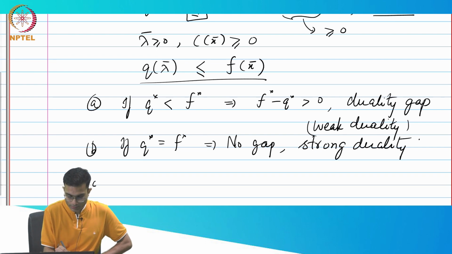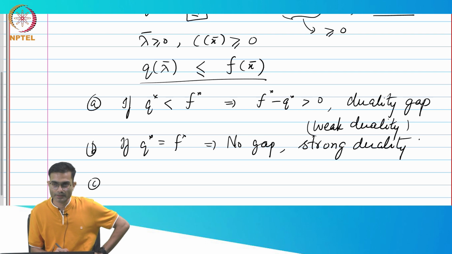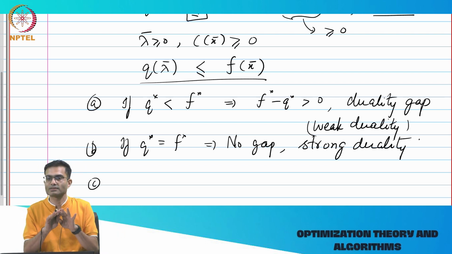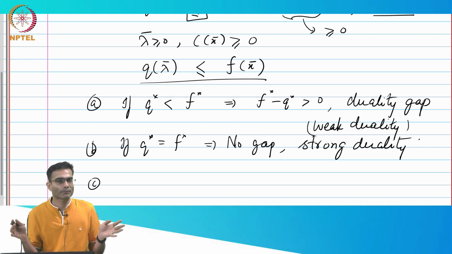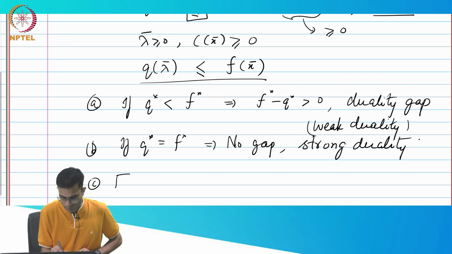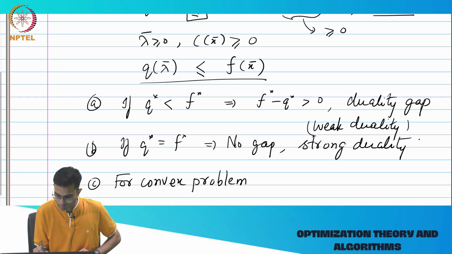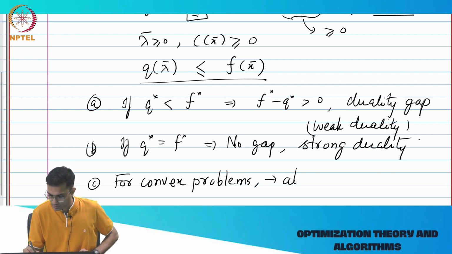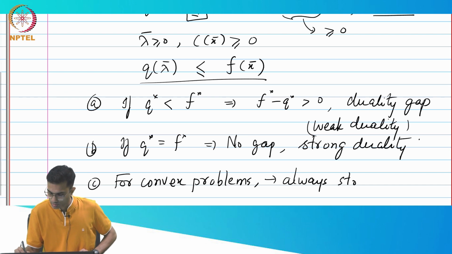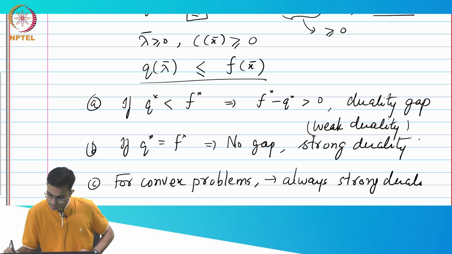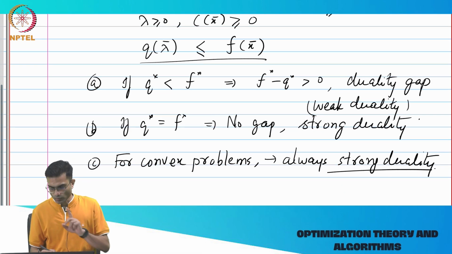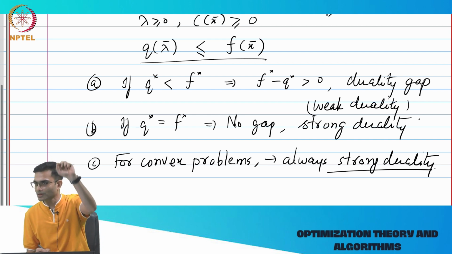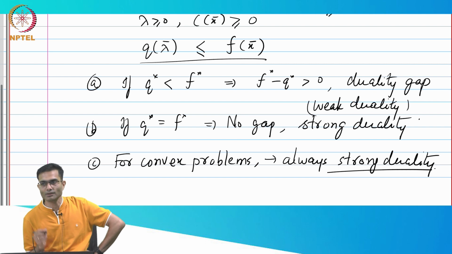And the final statement I'm going to make over here, without proof, I'm going to state it, but this is one of the major things that distinguishes convex and non-convex optimization. For convex problems, the duality gap is always 0. For convex problems, let's just say always strong duality. Okay. So always strong duality, there is one small asterisk, which is terms and conditions. So there's one terms and condition over here.